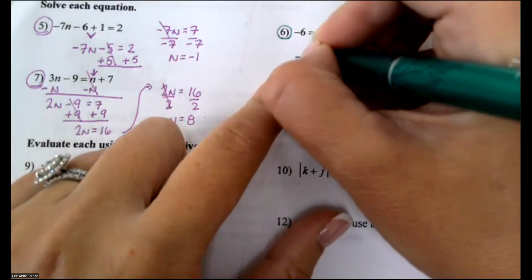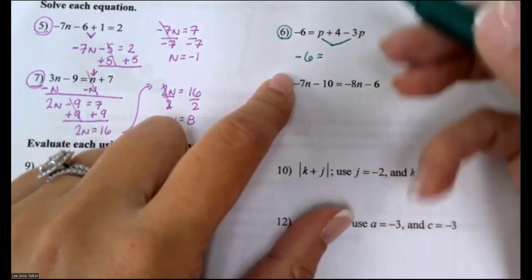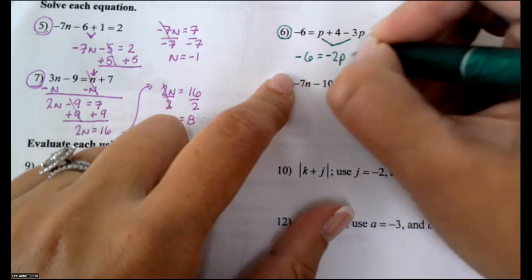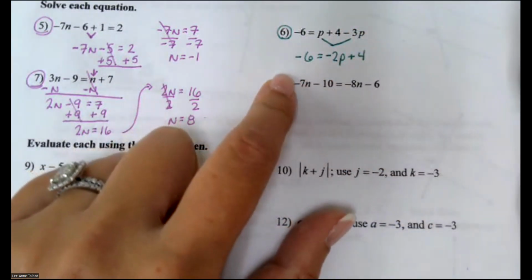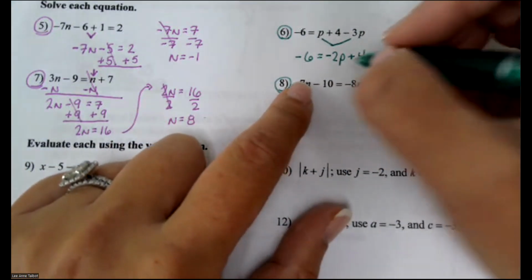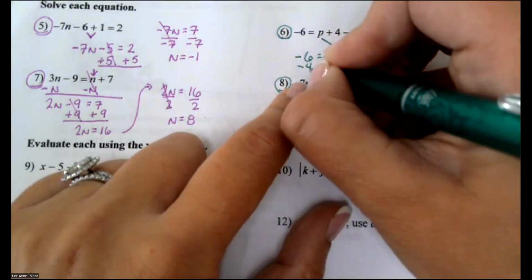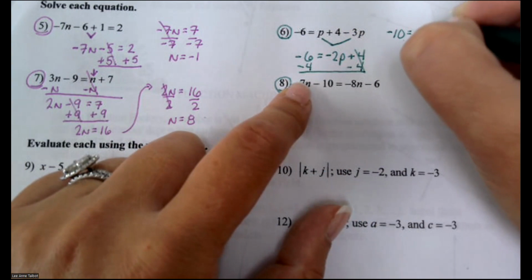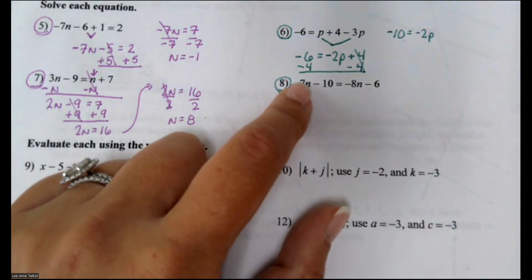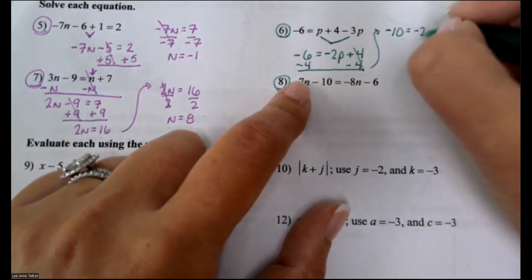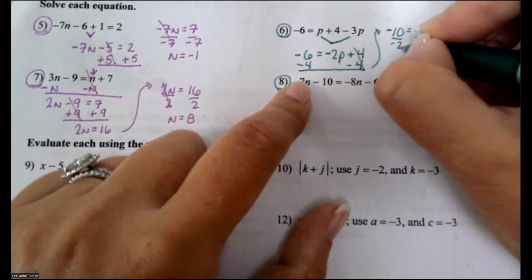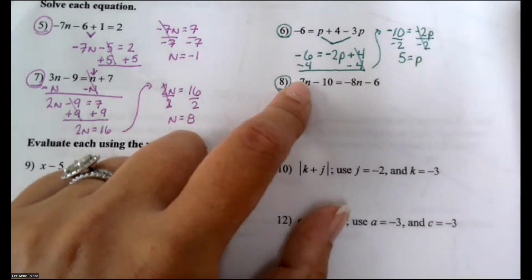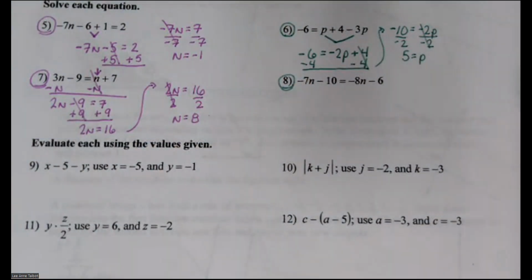Okay, so -6 equals p minus 3p, which is -2p, plus 4. Then minus 4 from both sides. And then divide. And I got 5. And if you minus 4 first, you should still get 5.